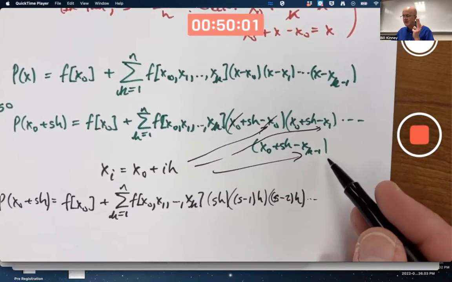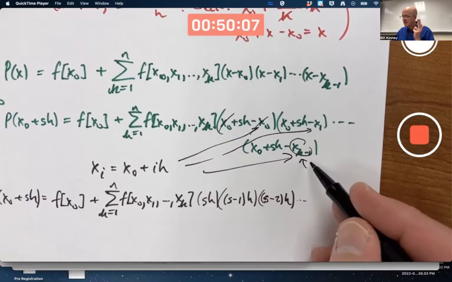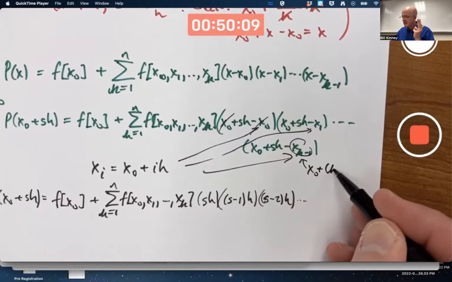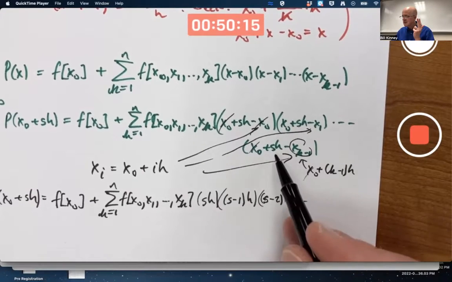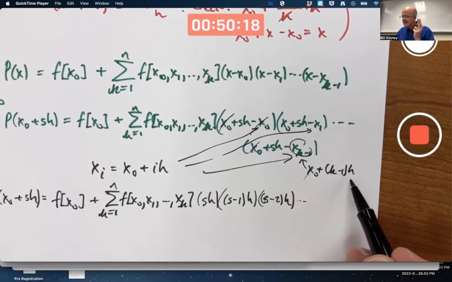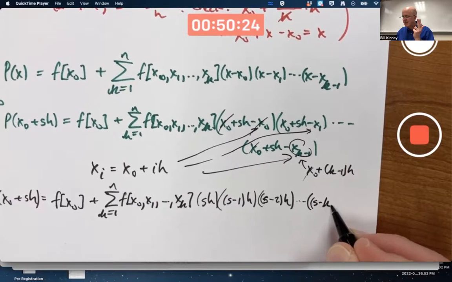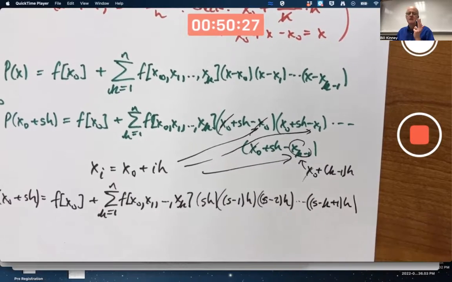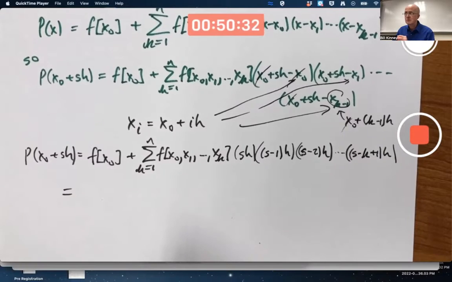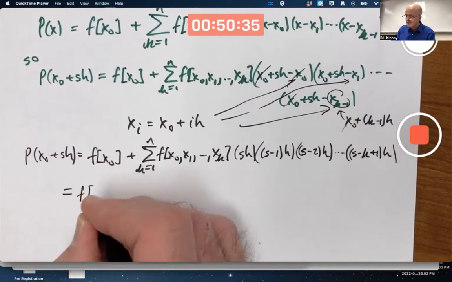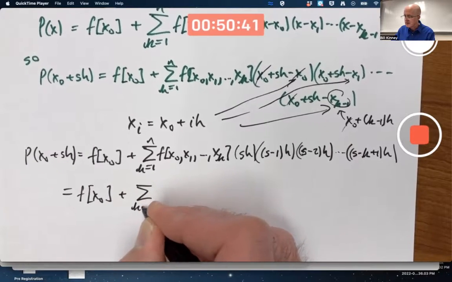And with the last one, right here, replace xk minus 1 with x0 plus k minus 1 times h. Once again, the x0s cancel. You're left with sh minus that. That's going to simplify, if you think about it carefully, to s minus k plus 1 times h. We're almost to Newton's forward difference formula here. We're going to write this in various forms.